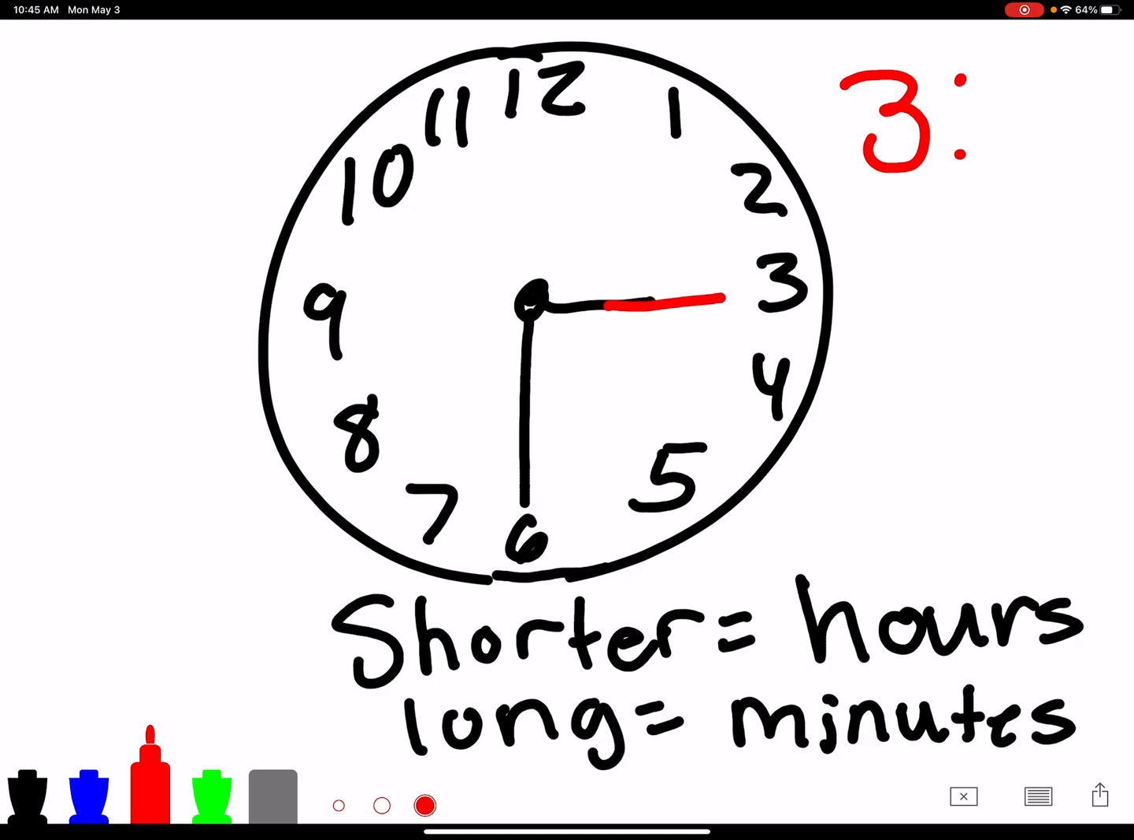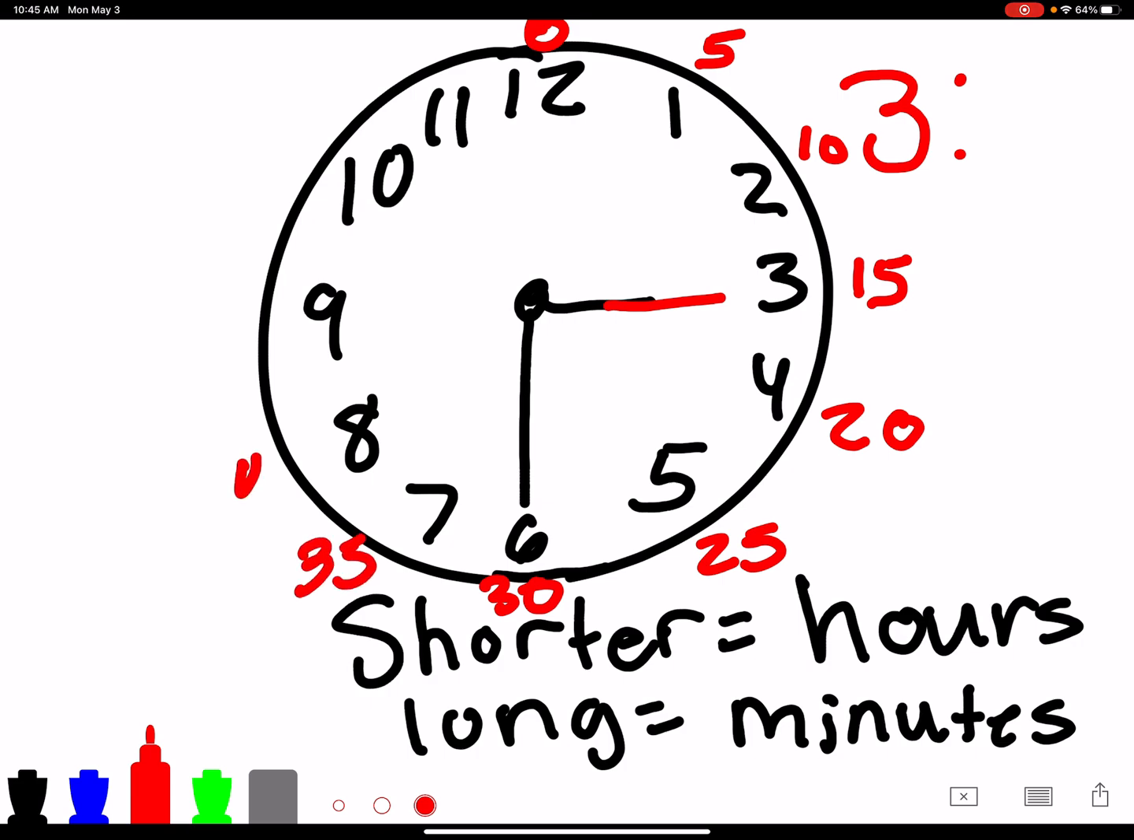So remember for the 12, we represent 0. And then if you move to the 1, we have 5. And then to the 2 is 10. 3 is 15. 4 is 20. 25. 30. 35. 40. 45. 50. And 55. And then directly to 12, it starts at 0 and ends in 60 minutes because in every hour there's 60 minutes.